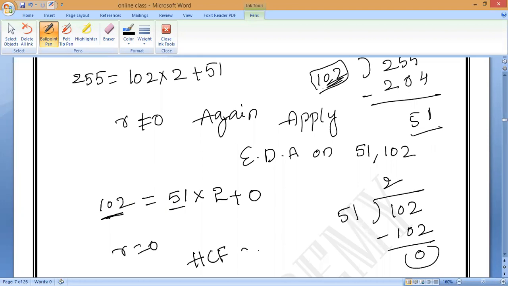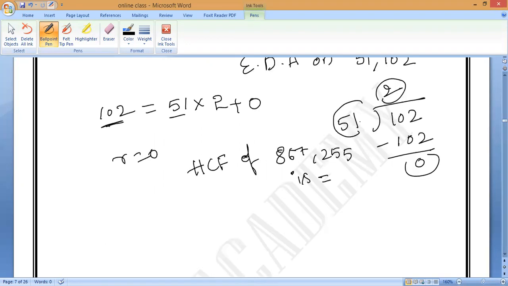The HCF of 867 and 255 is 51. What is our answer, 2 or 51? 51, not the quotient. Always take only the divisor. The divisor is our highest common factor. Do you understand this sum?